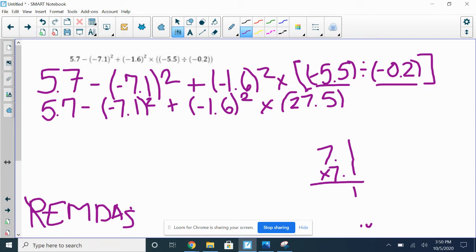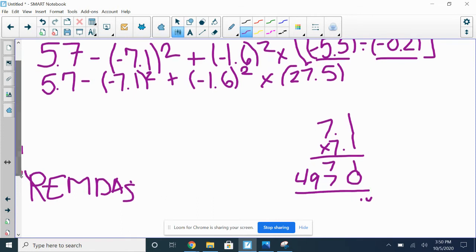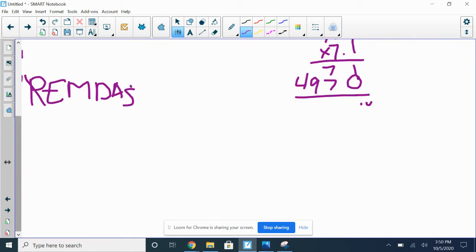1 times 1 is 1. 1 times 7 is 7. Second row, we're going to put a 0, so we know that we're starting in the second column. And then 7 times 1 is 7, and 7 times 7 is 49. And then we're going to add straight down. 1 and 0 is 1. 7 and 7 is 14. 1 and 9 is 10. And 1 and 4 is 5.